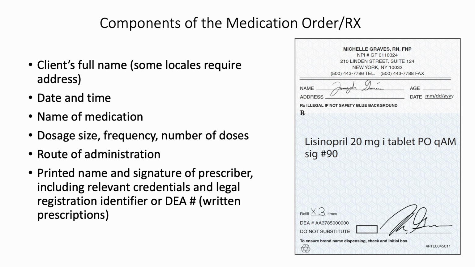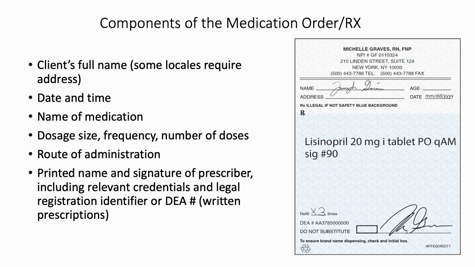Route of administration must be on the order as well. You can see on this pad over here that route of administration is PO, or by mouth, for this person. And then the printed name and signature of the prescriber, including any relevant credentials and legal registration identifier or DEA number. So if it's a narcotic, they would have their DEA number on there. Otherwise, they definitely would not fill that. But all of these things have to be on an order for it to be true, correct, and complete.